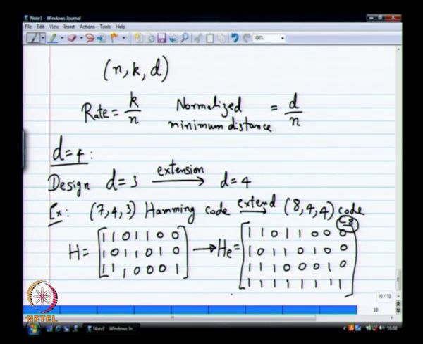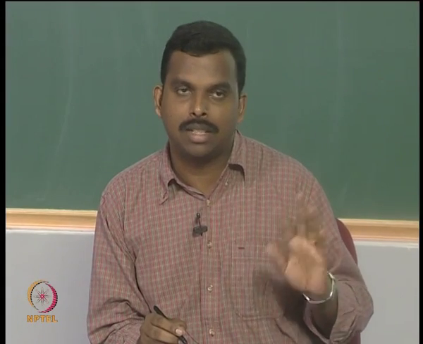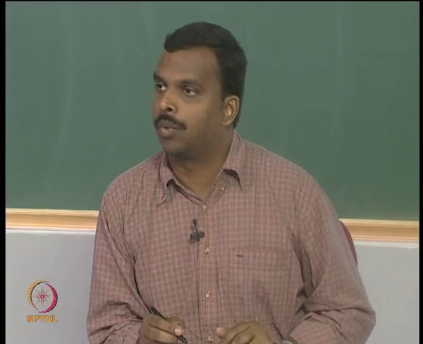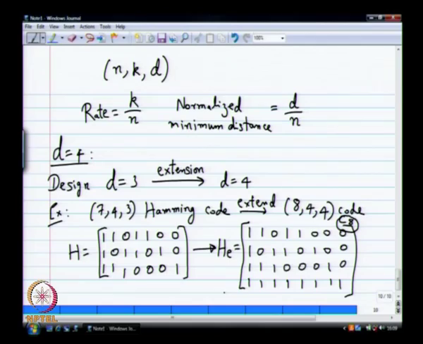And C1 through C7 clearly satisfy the original parity check matrix, and that is the 7-4 Hamming code. So, this is the extended version, and you get 8-4-4. Anytime you want to design a d equals 4 code, this is what you would do. You try to design a d equals 3 code with comparable parameters, and then extend and you get d equals 4. This is pretty good. That is one comment I wanted to make before we move on.